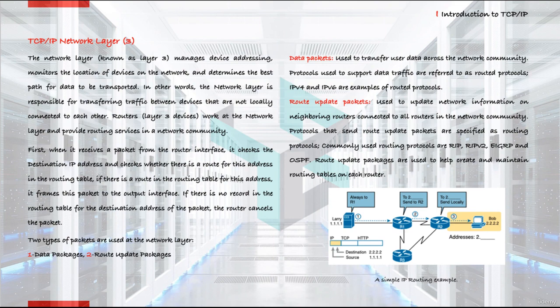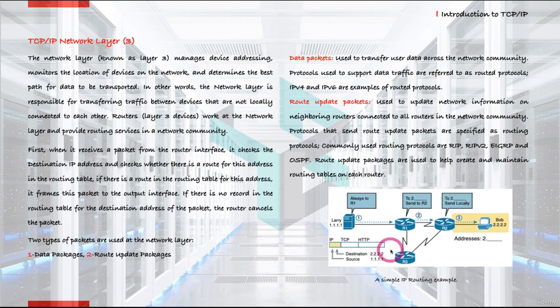Protocols that send route update packets are referred to as routing protocols, with commonly used routing protocols being RIP, RIPv2, EIGRP, and OSPF. Route update packets are used to help create and maintain routing tables on each router. The figure here shows a simple example of IP routing, where the LARA user's IP address is 1111 and the destination address is 2222, so Bob will send a packet.